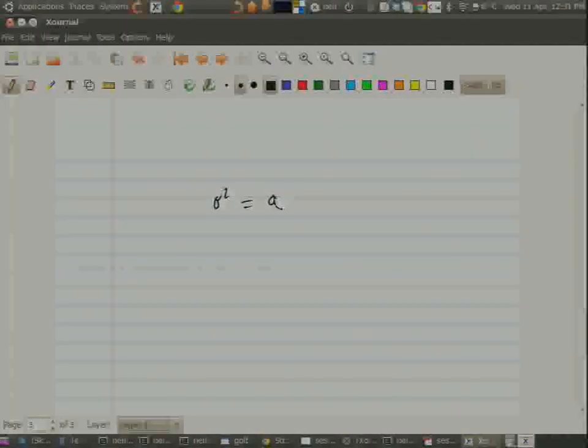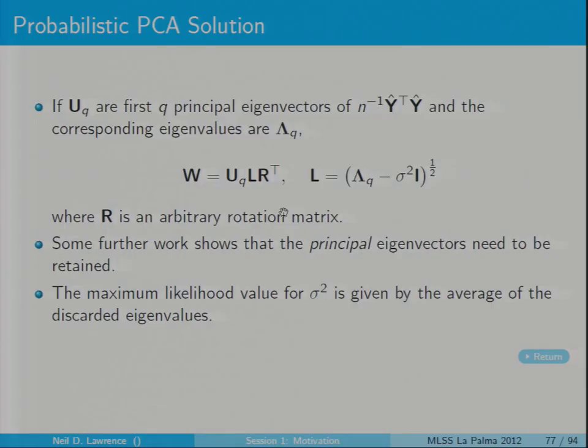In fact, what it turns out is, bear in mind this, so this is UQ, the first Q eigenvectors of the sample covariance. L is a Q by Q matrix. It's given by the first Q eigenvalues minus sigma squared I. If I set sigma squared to some value A, then this will be complex for any eigenvalue which is smaller than A. That doesn't mean there's a complex solution. What you can prove is that you should discard all dimensions who have a smaller eigenvalue than that of sigma.